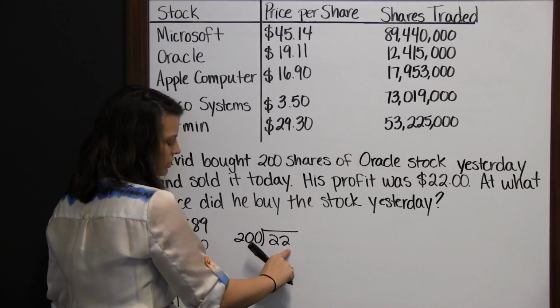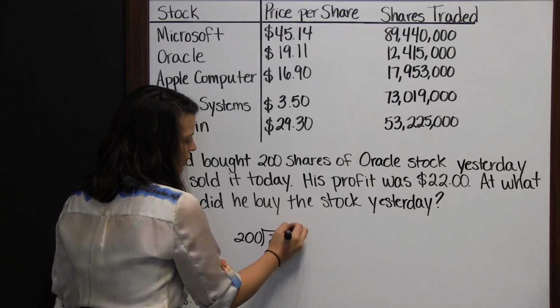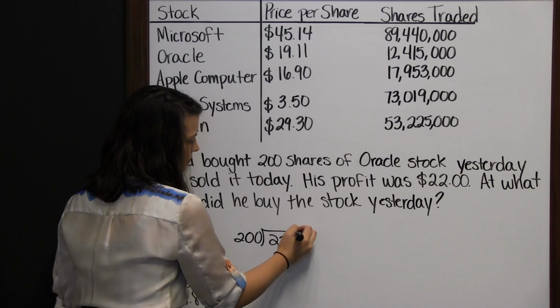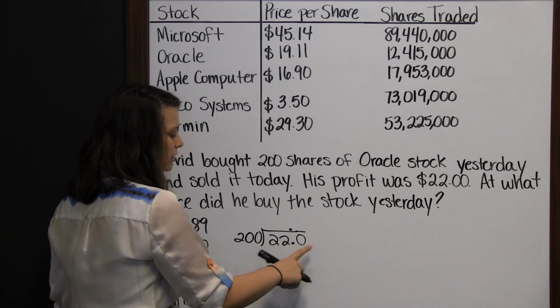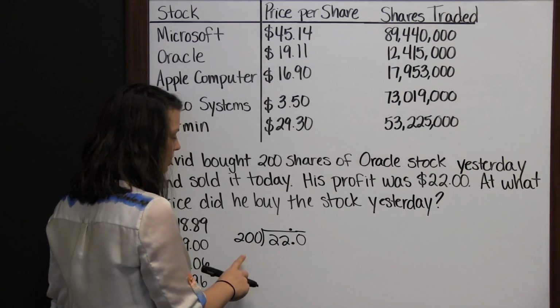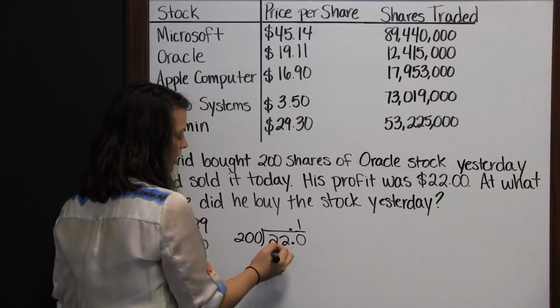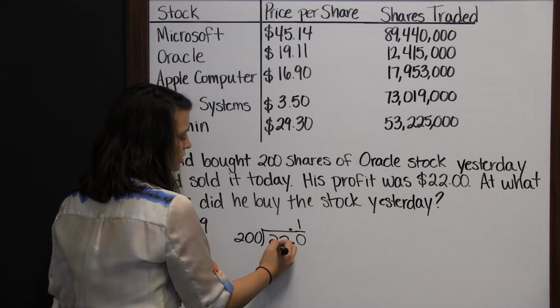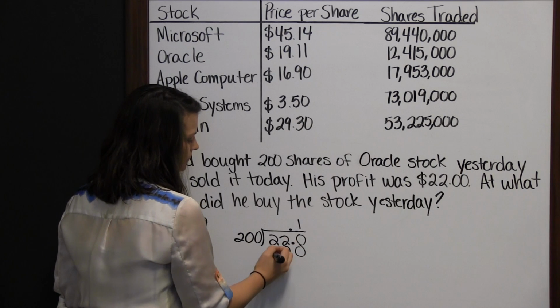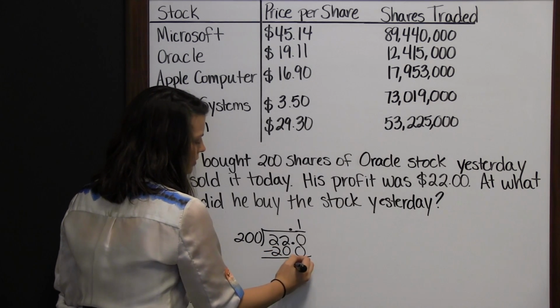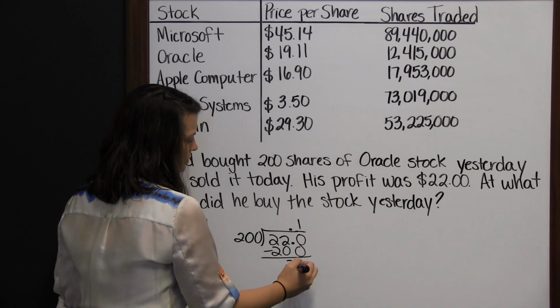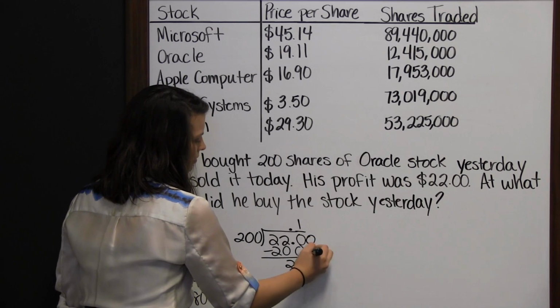200 does not go into 22, so I have to add a decimal and a 0. Now 200 will divide into 220. 200 goes into 220 one time, and 200 times 1 is 200. We subtract and we get 20. So we add another 0 and bring it down.